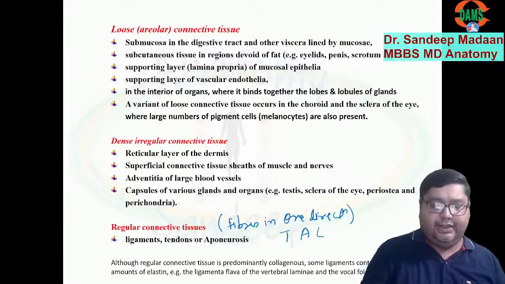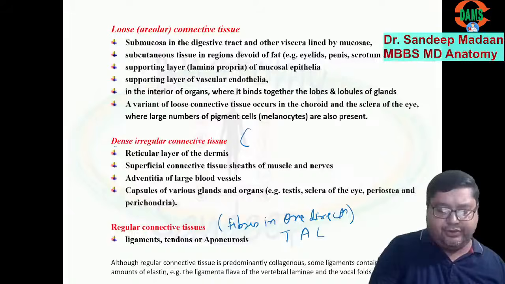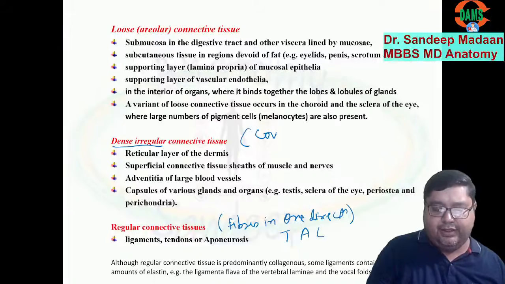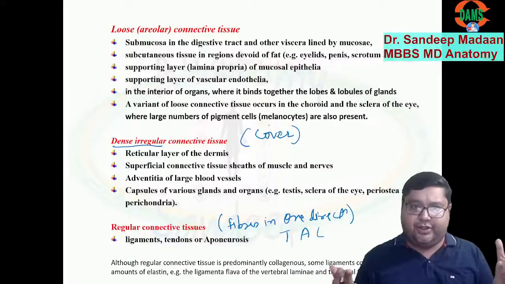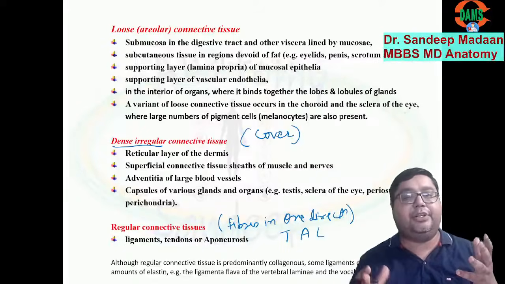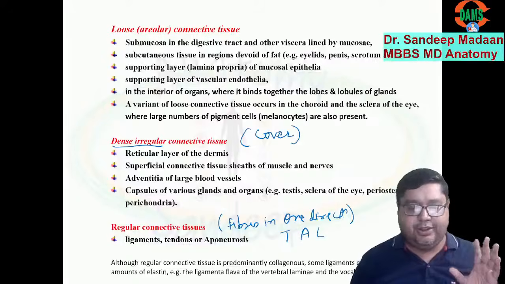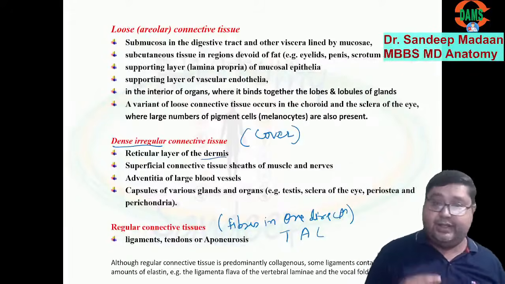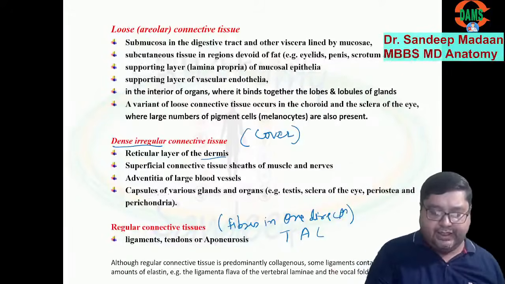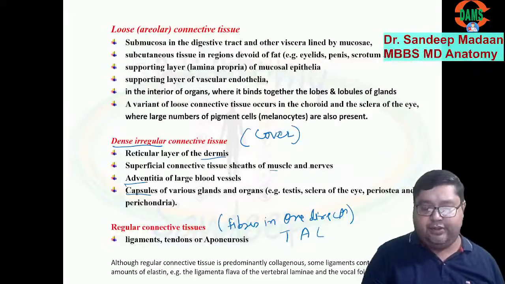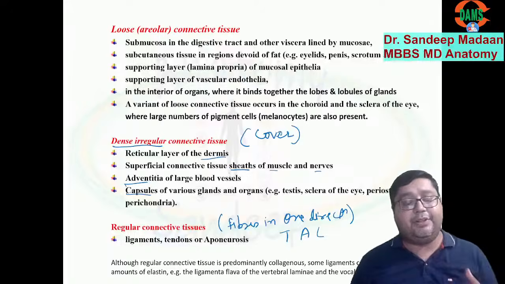Okay. Then dense irregular. Whenever you come across this term, you think of cover. Why? Because when you try to cover any object, you wrap it in all directions. So fibers in multiple directions, by definition, is irregular. Look at the options. Dermis, it is a cover. For the glands, capsule is the cover. Blood vessels, adventitia is the cover. On the nerve and muscle, we have the sheaths like perimysium, perineurium.